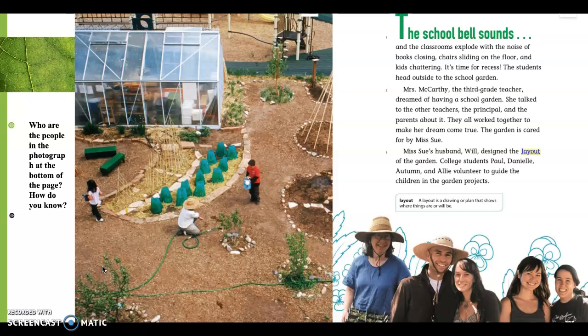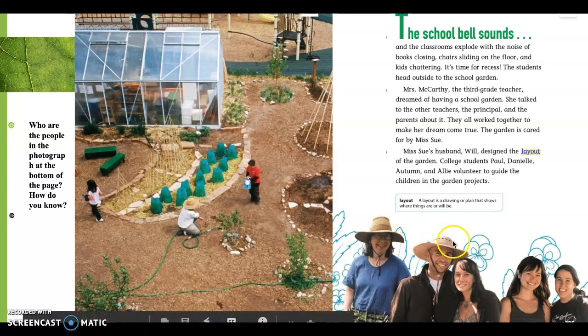The garden is cared for by Miss Sue. Miss Sue's husband, Will, designed the layout of the garden. College students Paul, Daniel, Autumn, and Allie volunteer to guide the children in the garden projects.